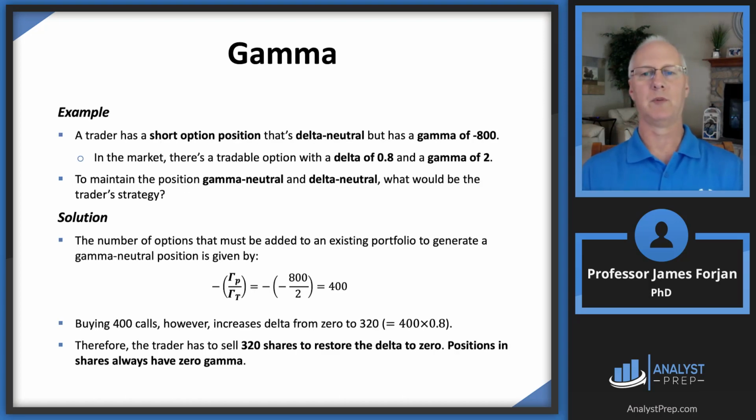Here's a quick example. Let's suppose that we have a short option position that's delta neutral. All right, that's important to start with. It has a gamma of minus 800. And what happens if there's a tradable option with a delta of 0.8 and a gamma of 2? Let's go ahead and use that formula. All we're going to do is take the 800 divided by the 2, the 800 being the gamma, and the potential option with the gamma of 2, so that's 400. So we're going to buy the 400 calls. However, that's going to increase the delta by 400 times the 0.8, which gives us 320 shares.